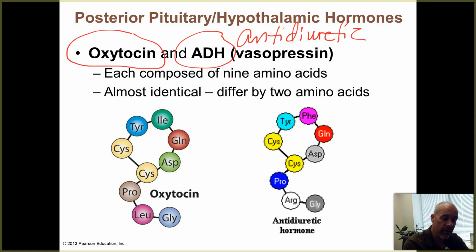ADH also has another name called vasopressin, and we'll talk more about that when we cover the cardiovascular system. Vaso refers to blood vessels, so you can kind of tell by the name what that's going to do. It's going to make your blood vessels constrict. And again, we'll hear about that role when we cover the cardiovascular system. So these are two hormones that fall into that amino acid category. These are actually peptides, short chains of amino acids.